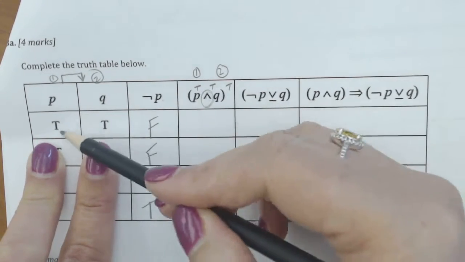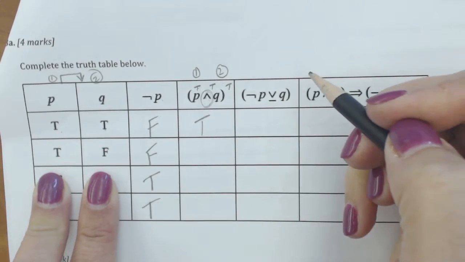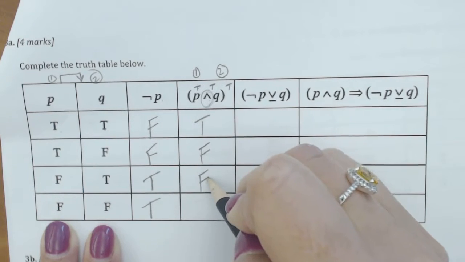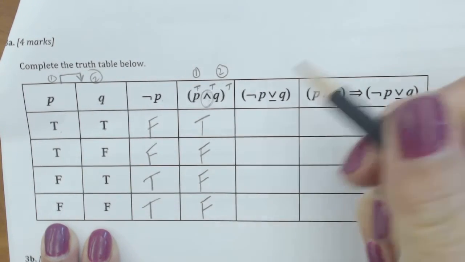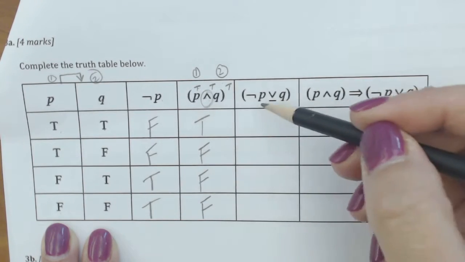So let's look. True and true, what did we just say? That's the only true. Perfect. True and false, can't have it. False and true, can't have it. False and false, can't have it. So here is our truth table for P and Q.